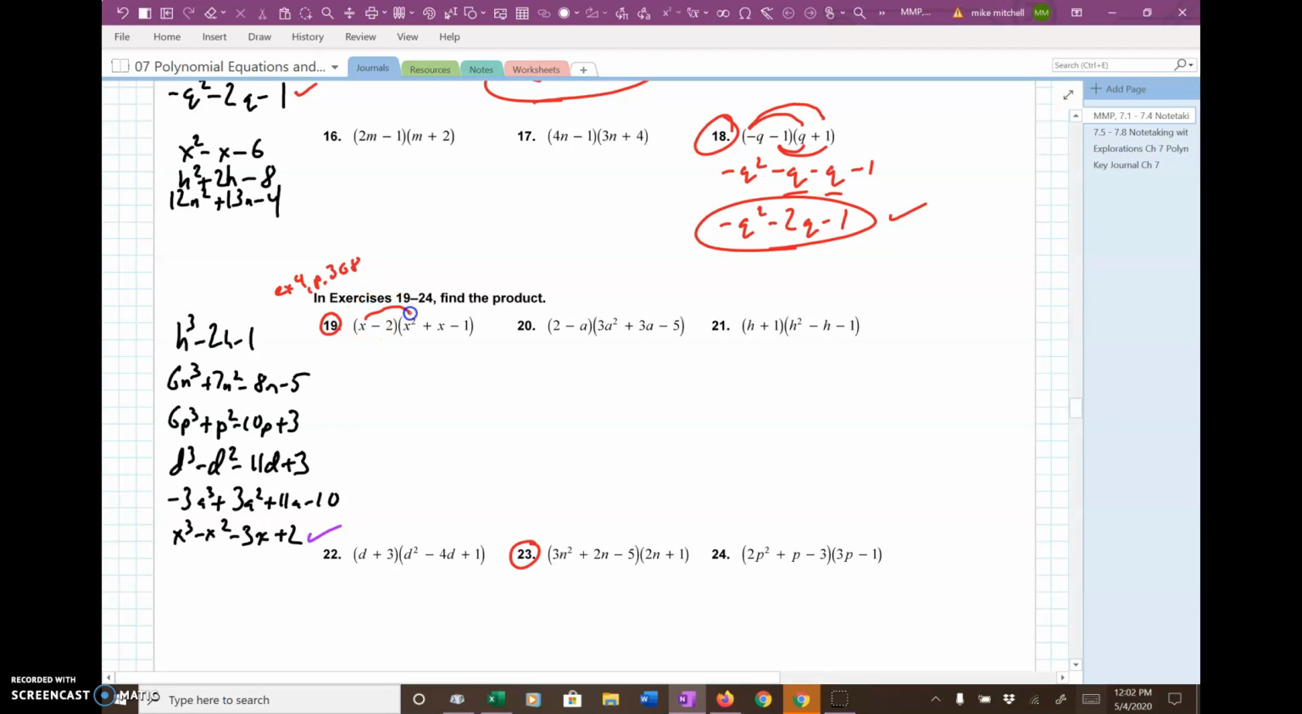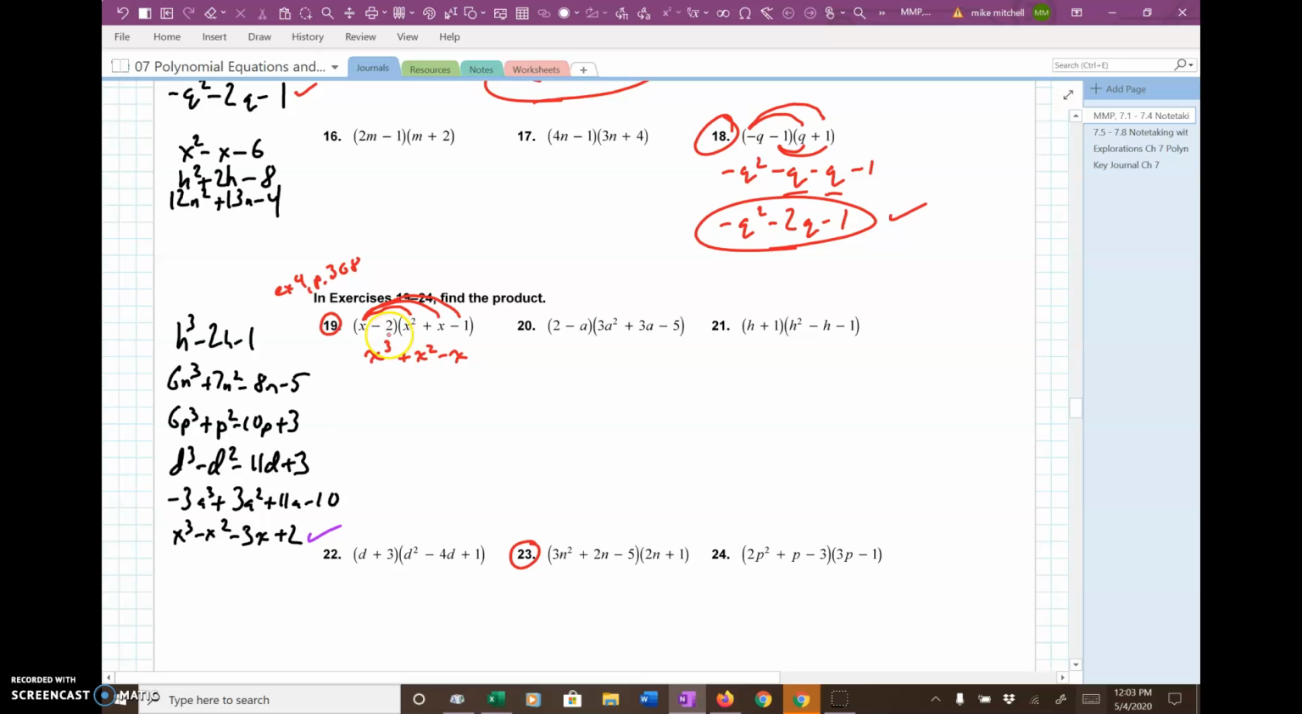X times x squared, that's x cubed. X times x is x squared, or 1x squared. X times negative 1, that's minus x. So I multiply that first term, the x, with each term in the second parentheses.